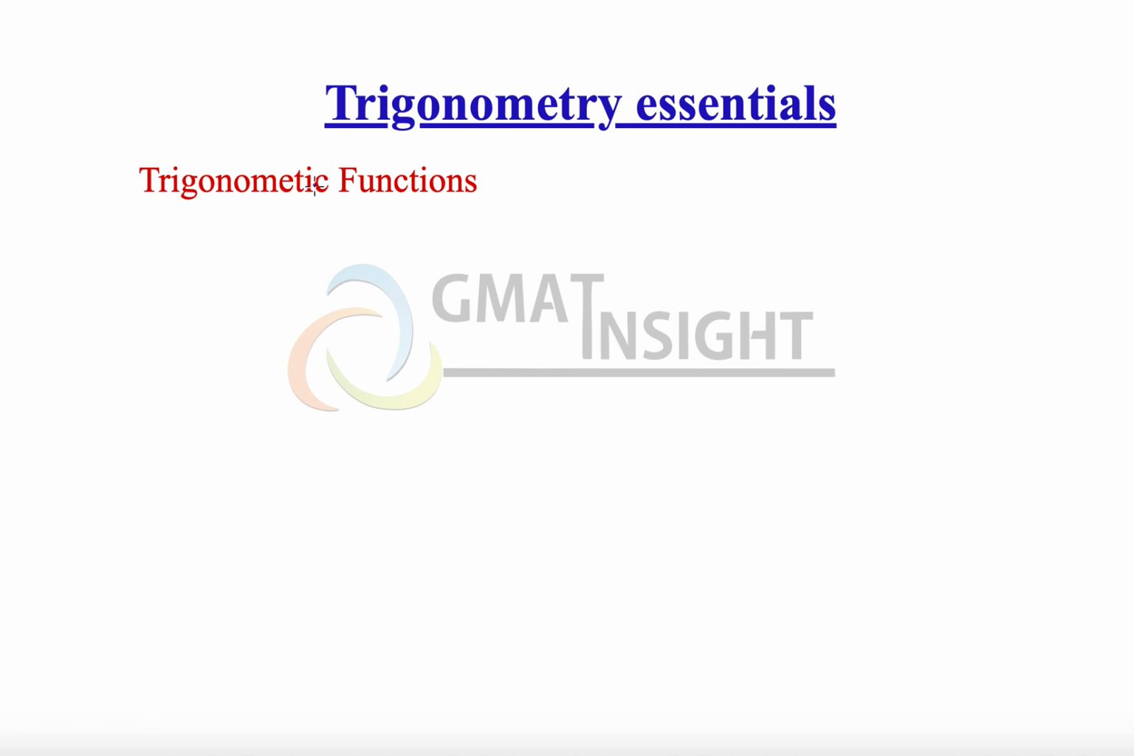Hi, in this video we will discuss various trigonometric functions. So primarily we have 6 trigonometrical functions and they are called 1st sine theta, 2nd cos theta, the 3rd tan theta, 4th cot theta, 5th sec theta and the last cosec theta.